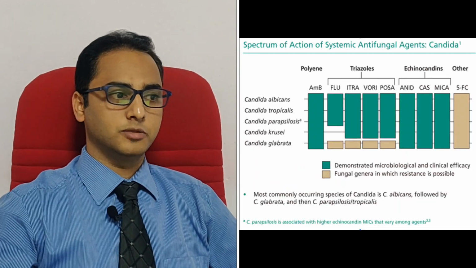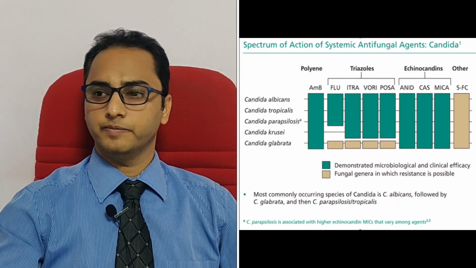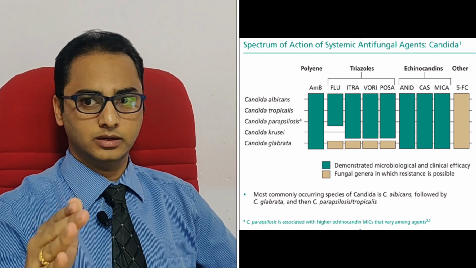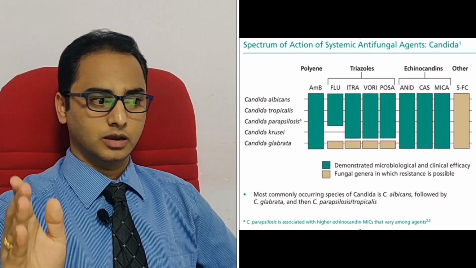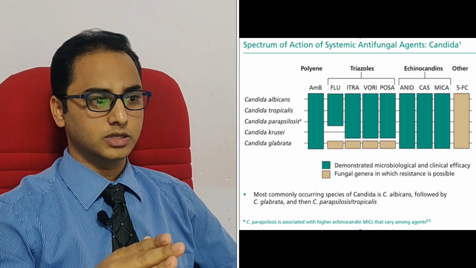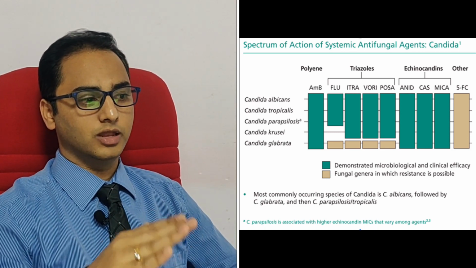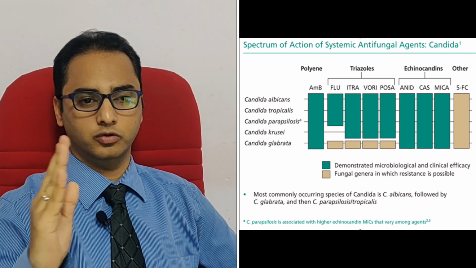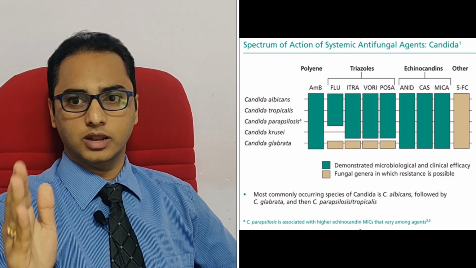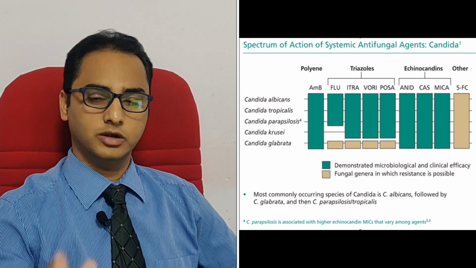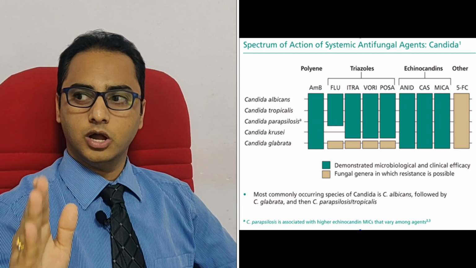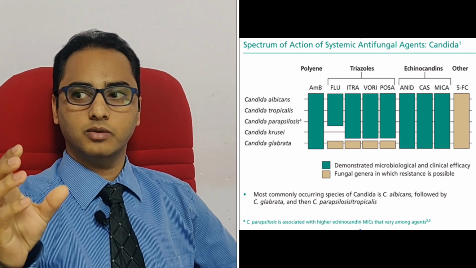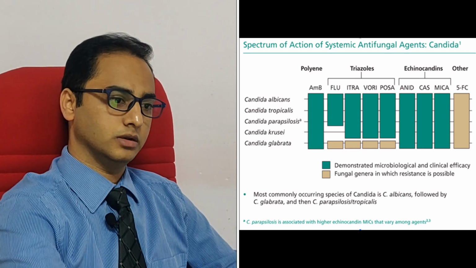So this is the overall spectrum of activity of the antifungals. If you see echinocandins, they have good activity against everything except Candida parapsilosis. Azoles have limited activity against Candida krusei and Candida glabrata. When you get Candida krusei and glabrata, azoles are not the option. When it comes to Candida parapsilosis, the option is azoles. These are some key factors you have to remember when you choose an antifungal agent.